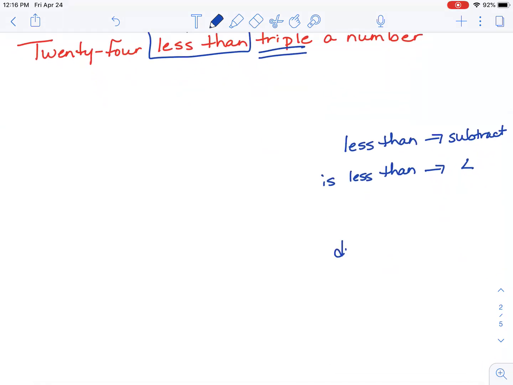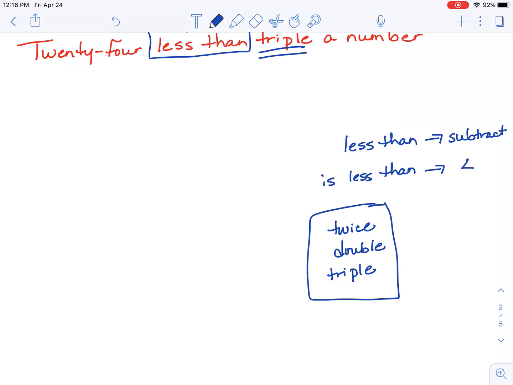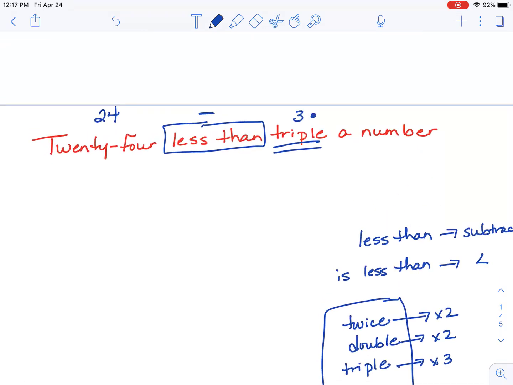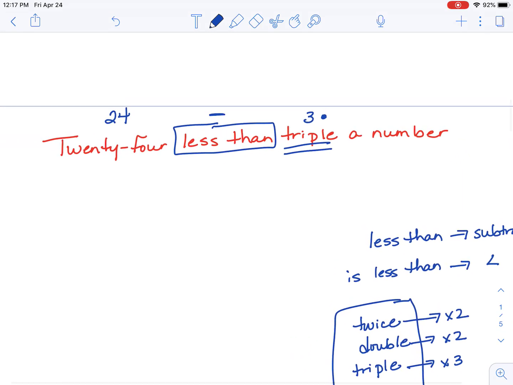Again, remember we had double, triple, twice. Those were words we were focusing on. Twice meant to multiply by 2. Double means to multiply by 2. Triple means to multiply by 3. So this triple means to multiply by 3. Multiply what by 3? A number, or an x, or any variable.